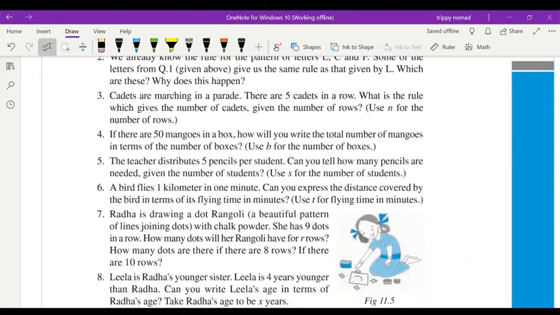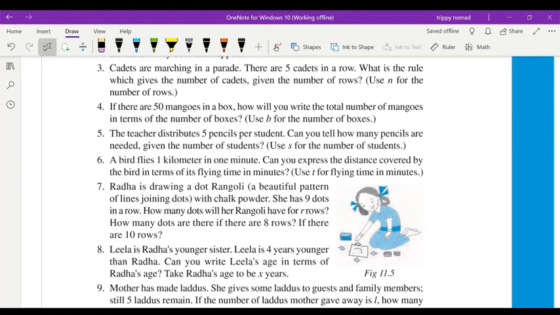Now we are going to start question number 4. If there are 50 mangoes in a box, how will you write the total number of mangoes in terms of the number of boxes? Use b for the number of boxes. Same way, children: in one box 50, two boxes 100, three boxes 150. And similarly in b boxes, 50b. You will write the same way as I have done for the third one. I will not do it for you, I just explained it.